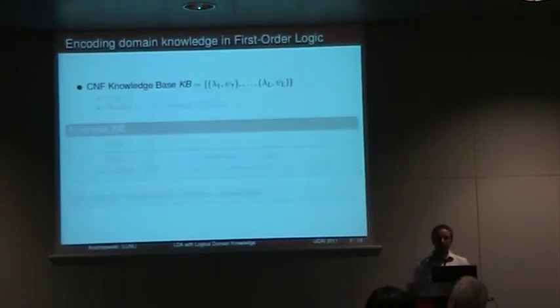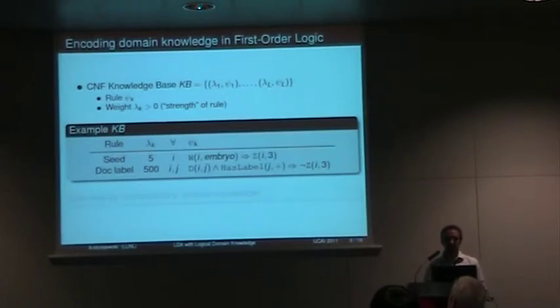So how is the user going to be able to formulate their domain knowledge, their constraints? They're going to make this conjunctive normal form knowledge base, KB, where each entry is a rule, which we'll get to in a minute, and a weight, which signifies how strongly the user wants that rule to be in effect. So an example knowledge base for this biomedical application we're going to be sticking with is that maybe we have a seed rule where the user says, if word i is embryo, topic i should be 3. All occurrences of the word embryo should go to topic 3, because I, the user, am crafting a topic 3 built around embryo, stem cell, this kind of thing.